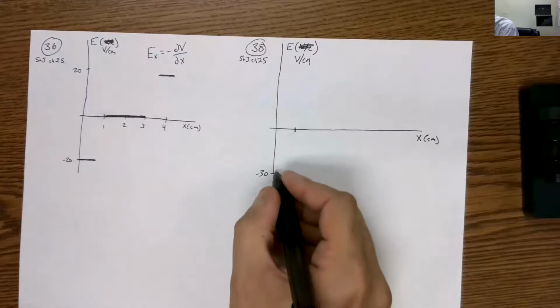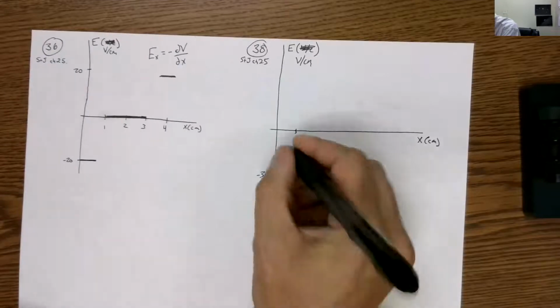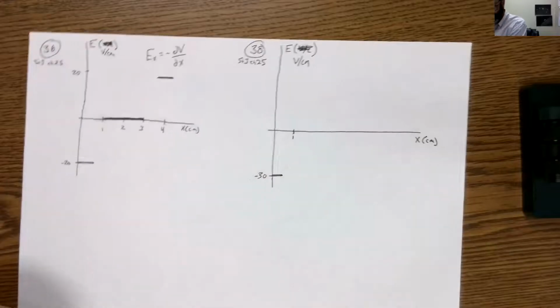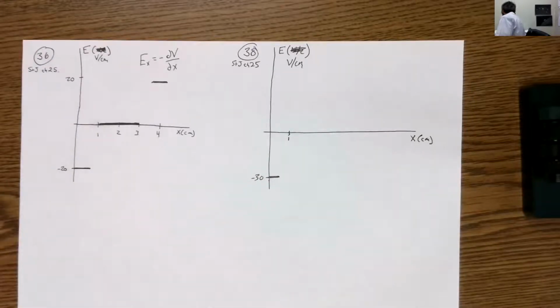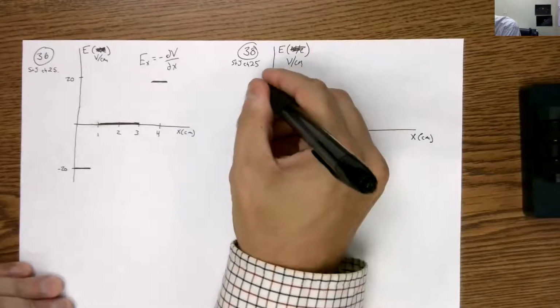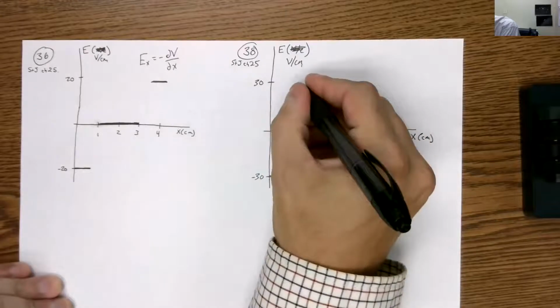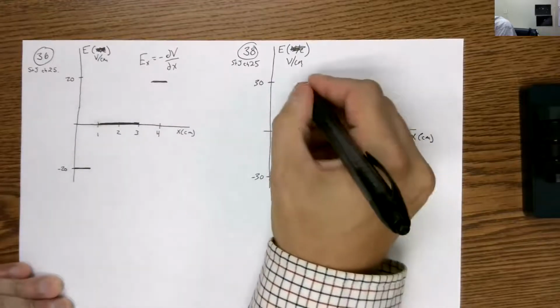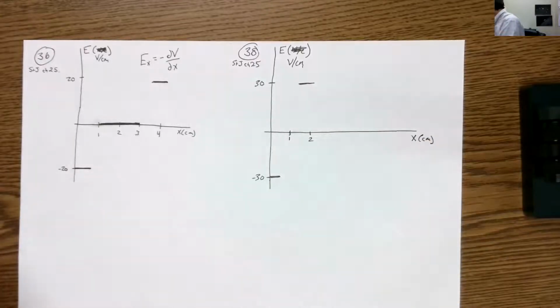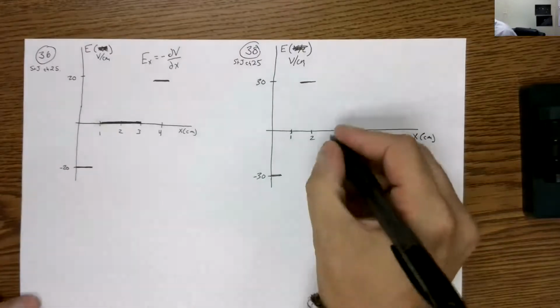We have negative 30 volts per centimeter for that first region, from 0 to 1. And what's it going to be from 1 to 2? Positive 30, right? Because now the slope is negative 30. So from 1 to 2, we have a positive 30. What about from 2 to 3?